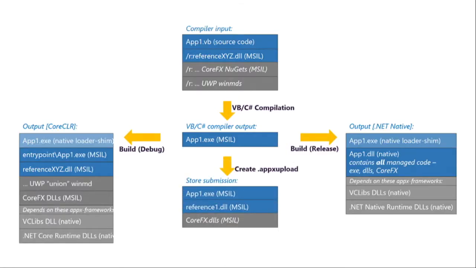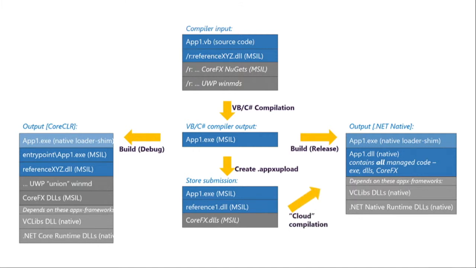Daniel was talking about AppX upload to the store. When you create your AppX upload, it's not doing either of those things. It's not doing the same thing that we saw in debug nor in release. It's still taking app1.exe, it's still taking all of those third-party DLLs that you referenced from NuGet, and it's still packaging all of the CoreFX DLLs that it got from NuGet, sending all of those in the AppX upload to the store. That way, the store can know exactly what versions of which libraries you're using.